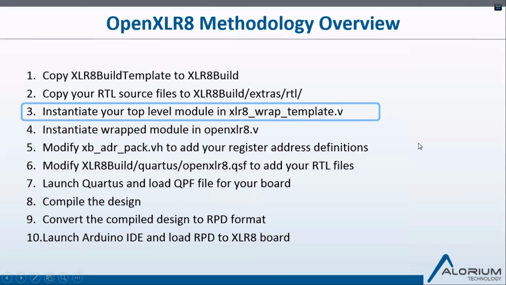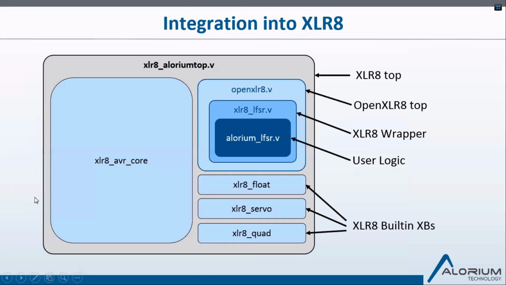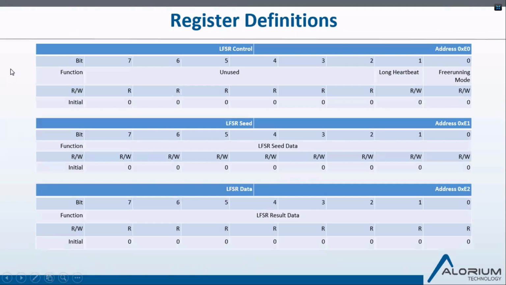So the next thing you want to do is instantiate the source code for our LFSR in our XLR8 wrapper file. So that's this step here, where we have this XLR8 wrapper in the LFSR example. The XLR8 wrapper is called XLR8 LFSR, and all it does is instantiate the LFSR logic and implement the registers for the design. So the LFSR contains 3 registers that control the LFSR.